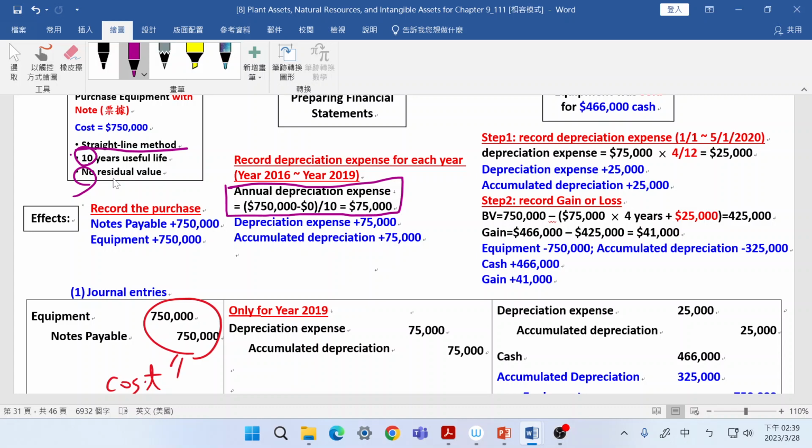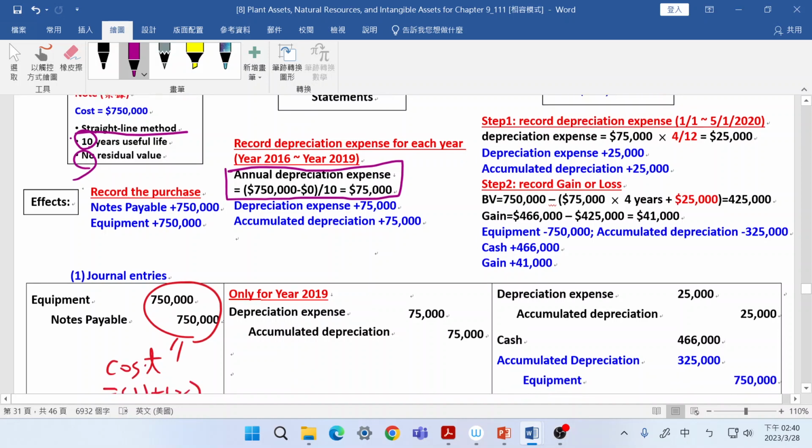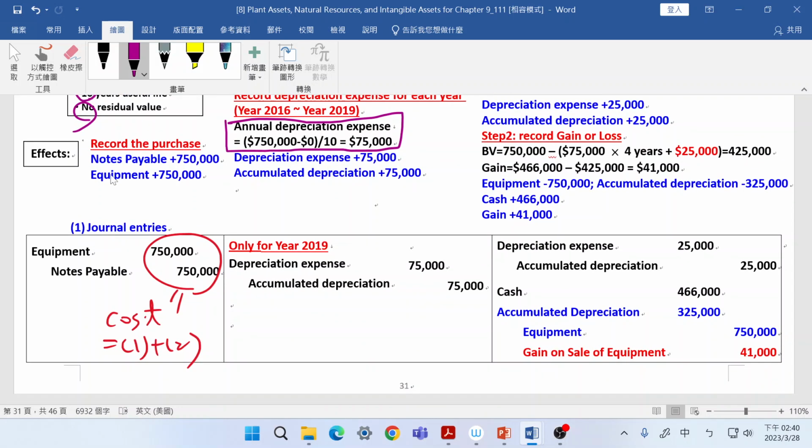So for each year, 2017, 2018, 2019, you have to use the same journal entry, right? Don't forget, the journal entry is only for 1 year. So each year you have to record it. Don't forget it.